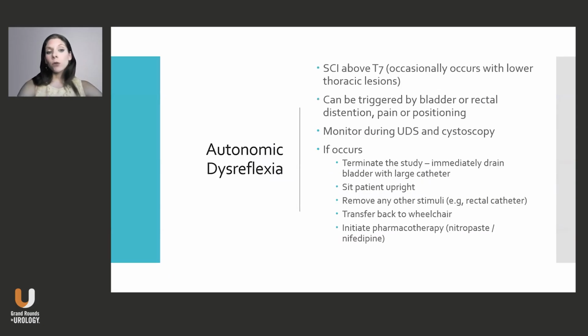So our guidelines make a note, especially in the context of the evaluation, to talk about autonomic dysreflexia. So autonomic dysreflexia is common in spinal cord injuries above the level of T7, so T6 and above, although it can occasionally occur with lower thoracic lesions. And the idea here is that a noxious stimulus, whether that be bladder distension, which is very common, rectal distension, pain, or positioning, will result in an exaggerated sympathetic outflow. And the patients will get hypertension, sweating and goosebumps, headaches, anxiety or this sense of dread, and bradycardia.